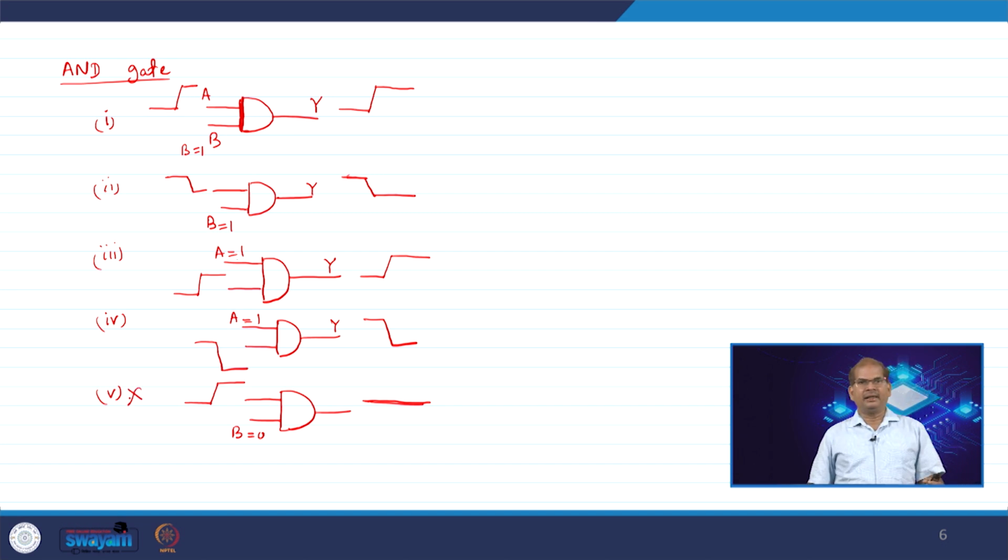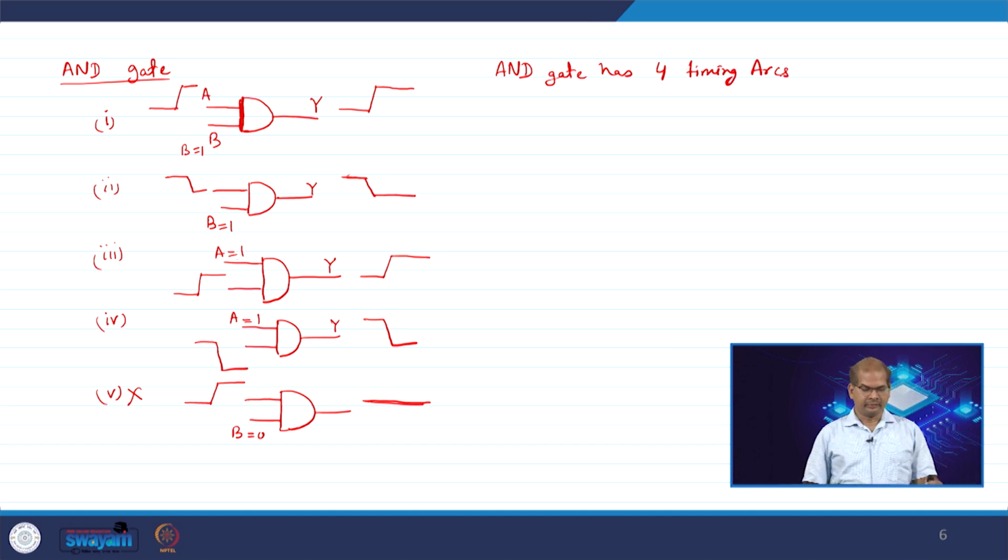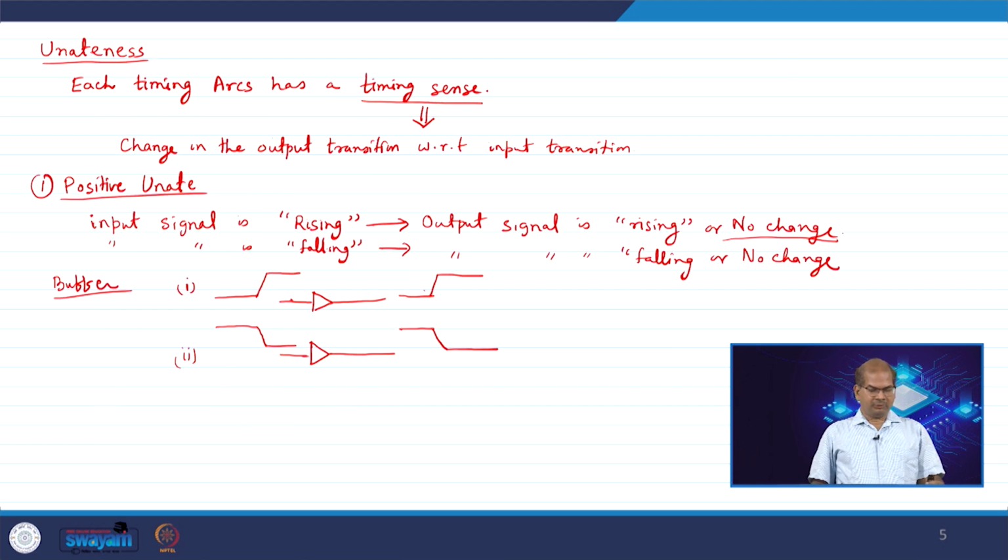So, your AND gate has 4 timing arcs. Similarly, you can do it for A equal to 0 also. Those are not arcs, because your signal will not proceed further in the path. So, your AND gate has 4 timing arcs. Now we have discussed positive unate. Now we will discuss negative unate.